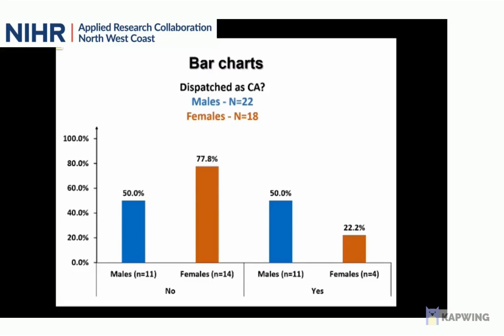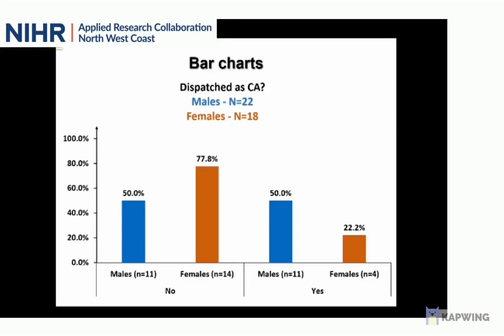And then for the no, so people not dispatched as cardiac arrest, you've got a subdivision into males and females. And for the yes, so people dispatched as cardiac arrest, you've got the subdivision into males and females. So it's a kind of two-way bar chart here, because we are considering 2 variables at a time, dispatch and gender. Here you can see that 50% of males were not dispatched as cardiac arrest, and 50% of males were dispatched as cardiac arrest, so the bars have the same size.